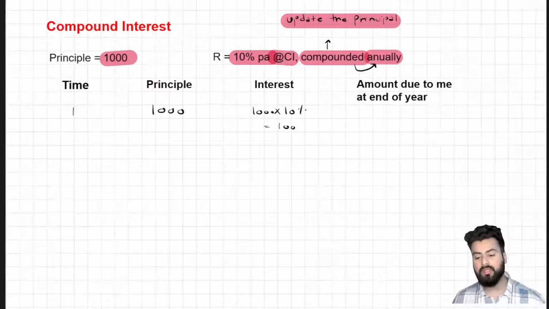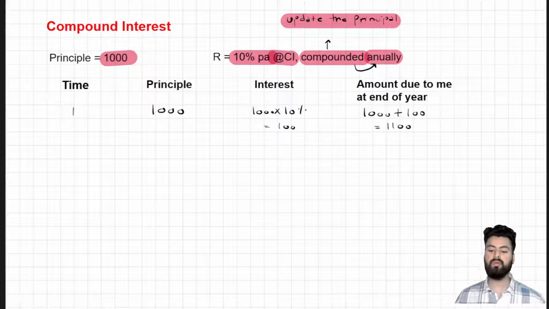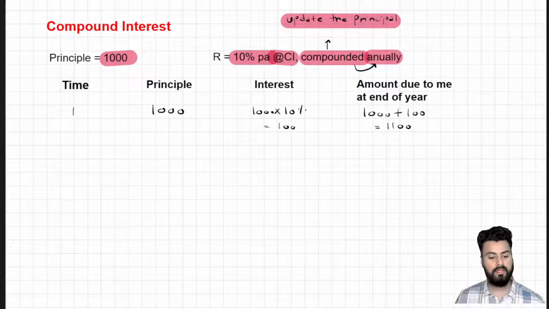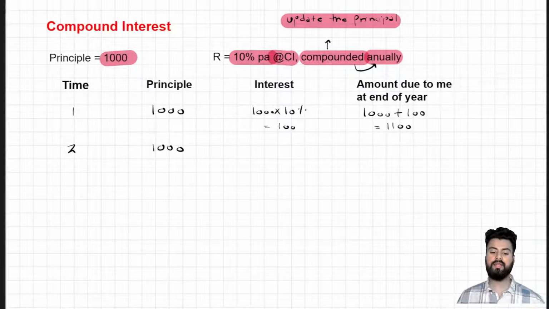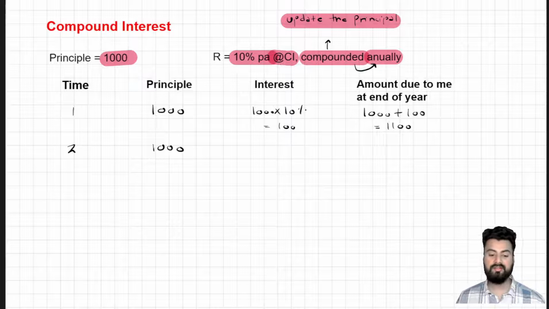So what will be the amount due to me at the end of the year? You would say principal plus the interest. And this will give me the amount 1100. So I hope this much is understood. Now in the second year, if I ask you the value of principal, many of you would say, sir, it's 1000. In case of SI, this is what we have learned. In case of simple interest, the value of principal never changes.